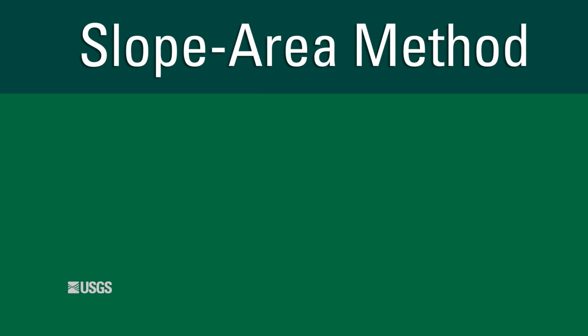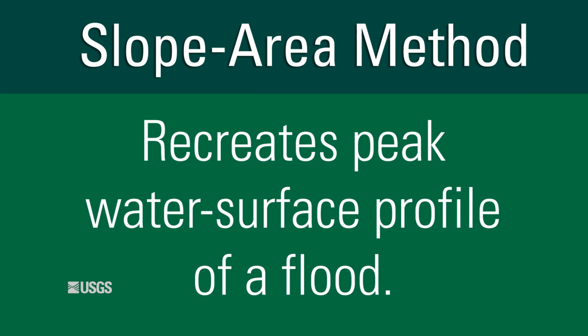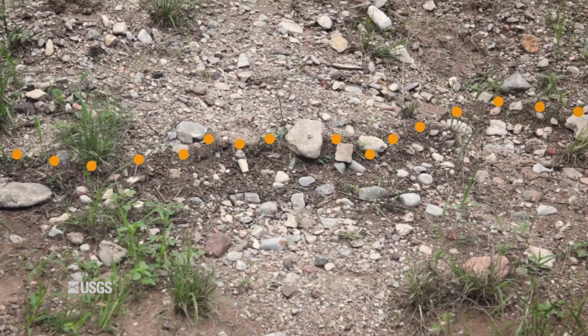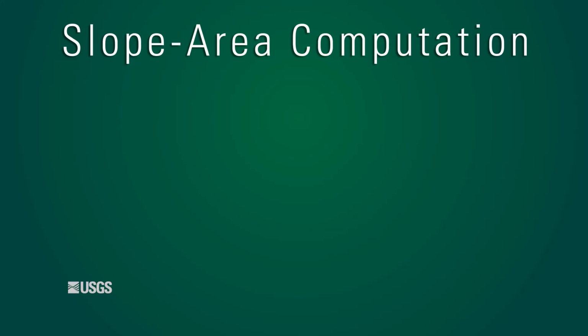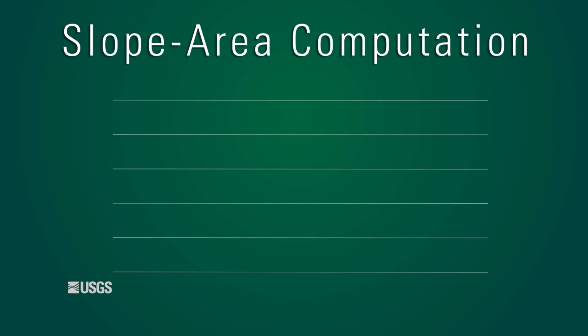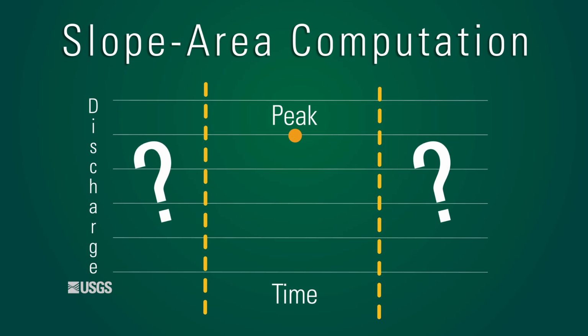The slope area method is a common approach. It allows hydrologists to recreate the peak water surface profile of a flood by using the high water marks left behind by the flood peak. Because the slope area computation relies on the high water marks left behind from a flow event, the data it produces is a single point showing stage and discharge at the peak of the flood. While this data is extremely valuable, it doesn't give us a complete picture of a flow event.